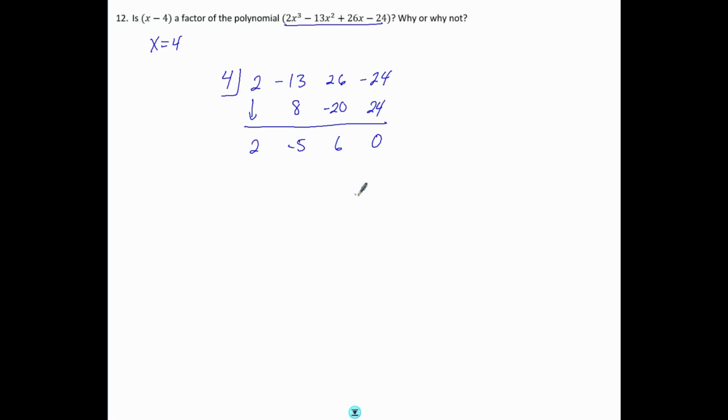So is this a factor? Yes, it is a factor because the remainder is 0. And you're going to want to go back and look at the factor theorem, which states that if the remainder is 0, then what we are dividing by, x minus 4, is a factor. So factor theorem.